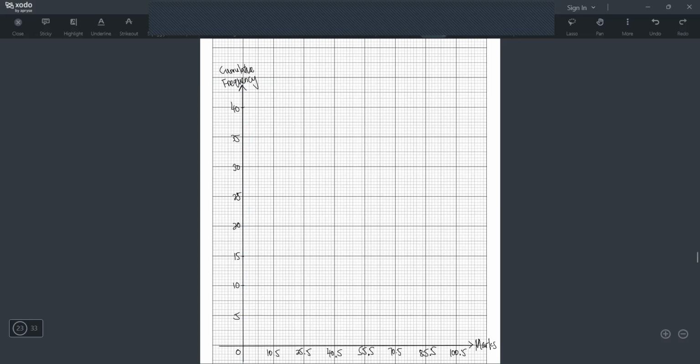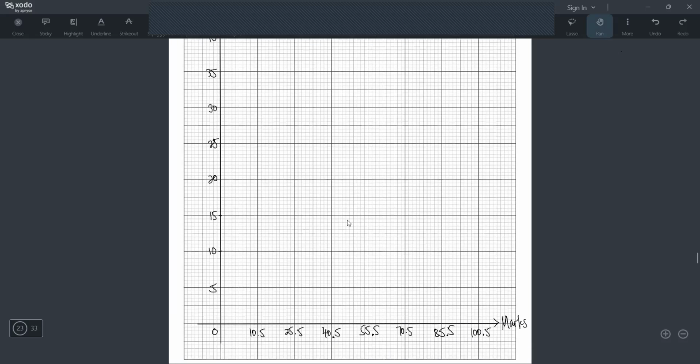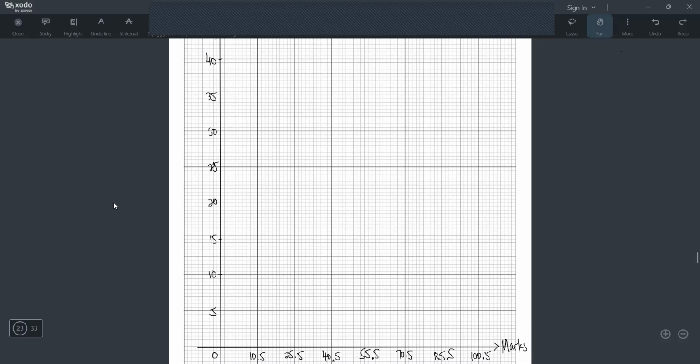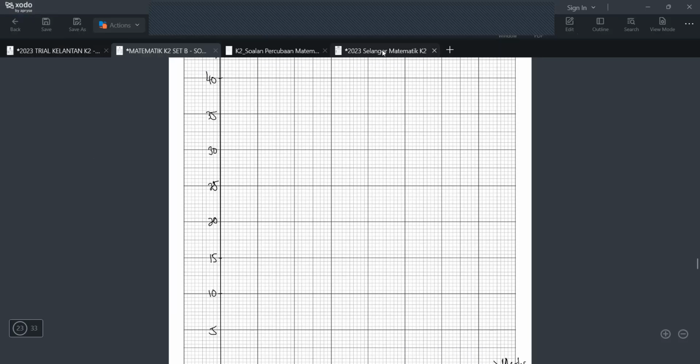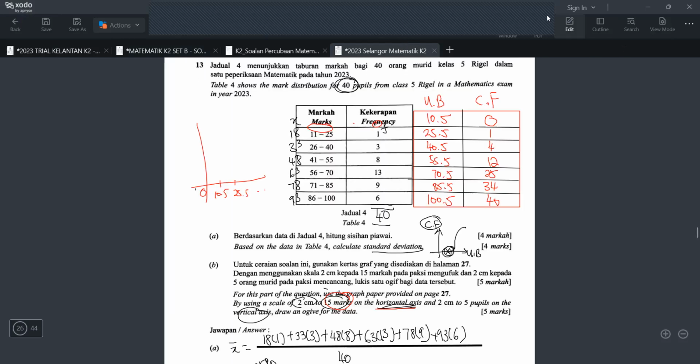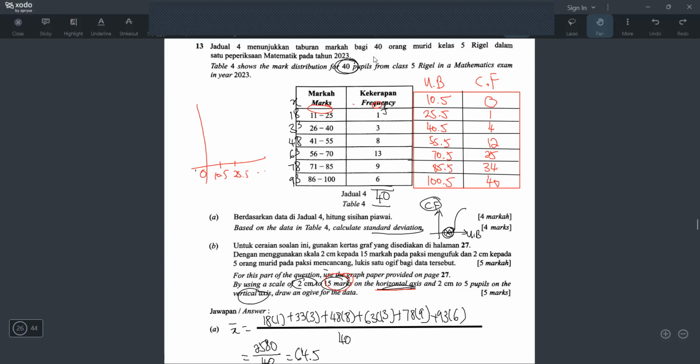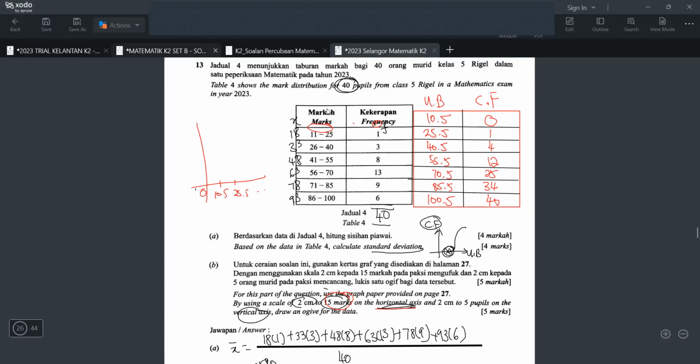Okay, so this is how you do it. Yeah, good enough. So now we can start to actually plot the points and draw our ogive. So let's go to the table and refer to our first point. When we draw the ogive, we're only focusing on the upper boundary and the cumulative.